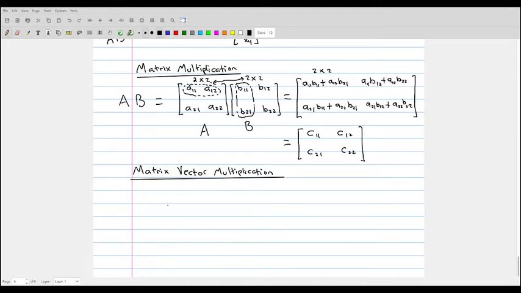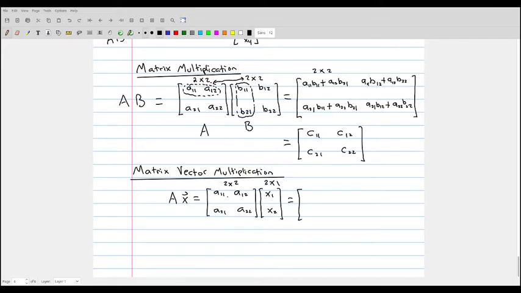So say maybe something like A times X, where A is the matrix A11, A12, A21, A22 times the vector X1, X2. So this is a 2 by 2 matrix being multiplied by a 2 by 1 matrix.